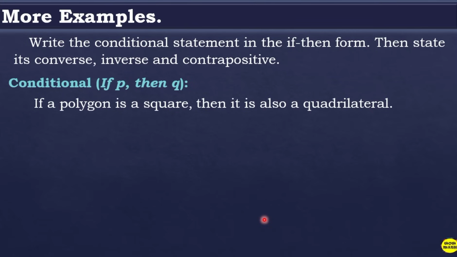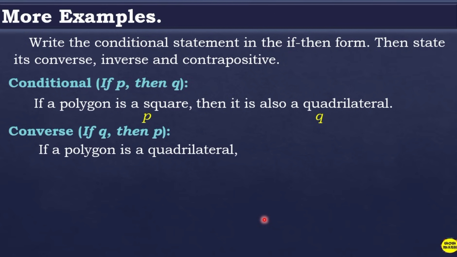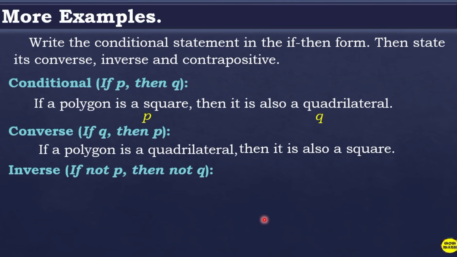Okay? So, kung gagawin natin siyang, this is your hypothesis, this is your conclusion. So, kung gagawin natin siyang converse, if Q, then P, so interchange natin. If a polygon is a quadrilateral, then it is also a square. Okay? Kunin natin yung inverse. So, again yung sa converse natin, pinagbaliktad lang natin, QP. Sinusunod natin ito. So, if a polygon is a quadrilateral, then it is also a square.